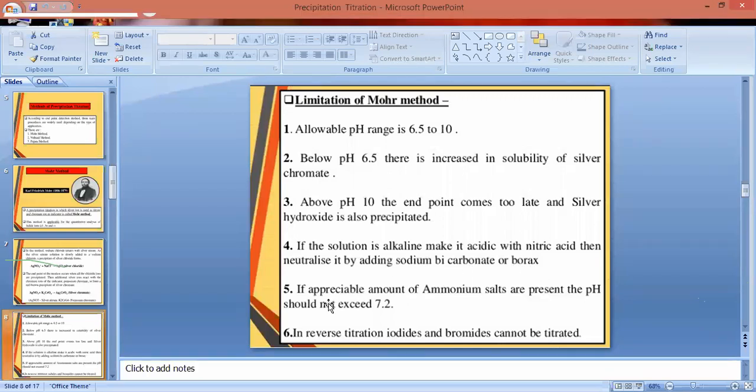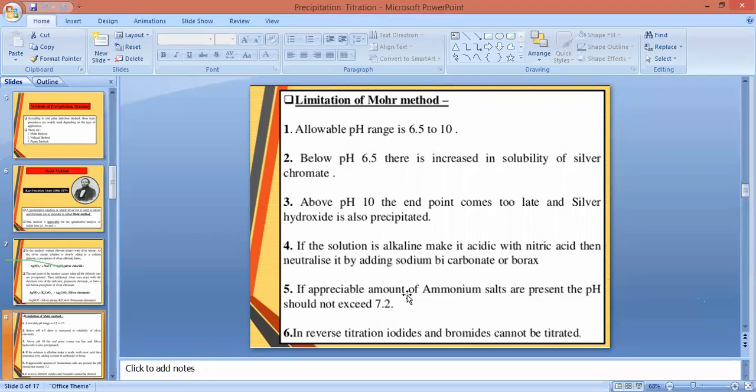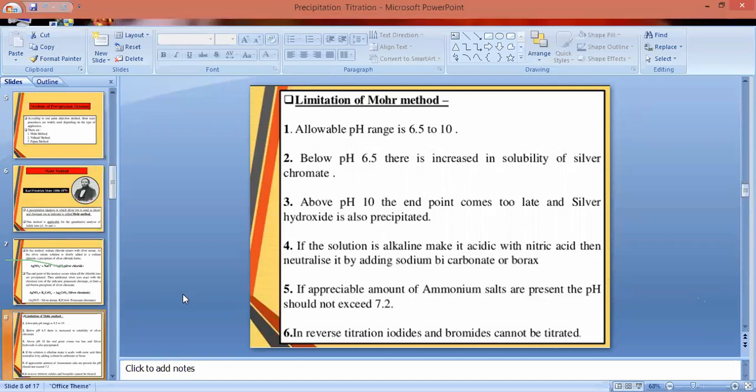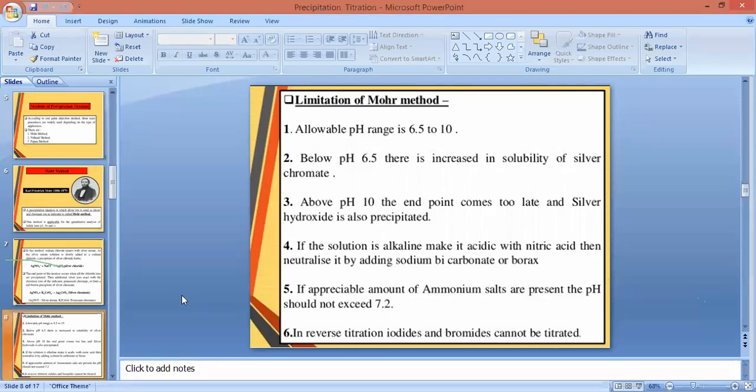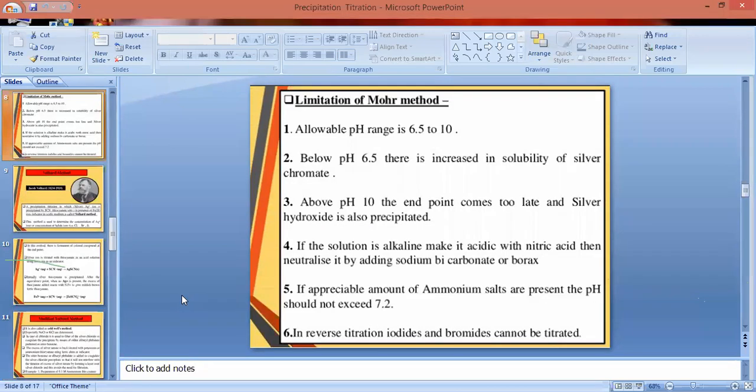Another limitation of Mohs method is if appreciable amount of ammonium salts are present, the pH should not exceed 7.2. For example, if the analyte contains excess amount of ammonium salt, the pH may get extended over 7. Therefore, we should maintain the pH within the 7.2 range. Last limitation of Mohs method is in reverse titration, iodides and bromates cannot be titrated. Only chlorine can be titrated. So these are the limitations of Mohs method.